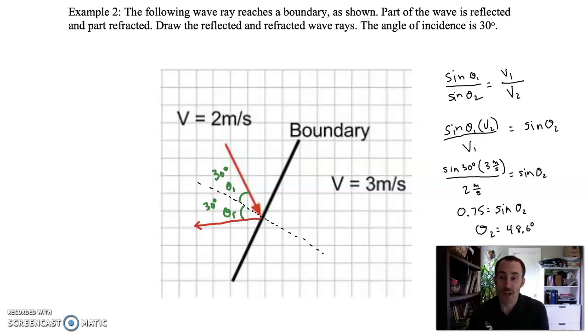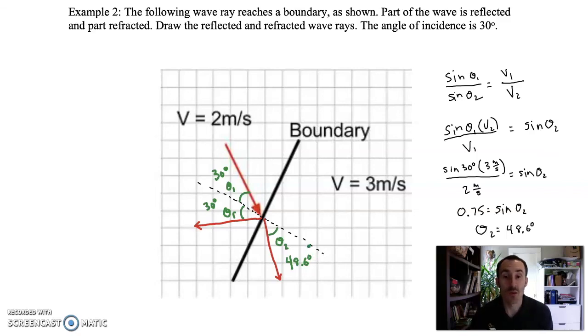So now we can draw in where that ray goes. So 48.6 degrees, that's near 45 degrees. And so I'm going to draw this split in half here, because that's close enough. And the angle of refraction is this one right over here. This is theta 2, and that's 48.6 degrees.